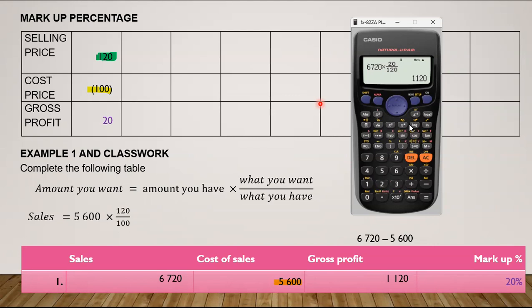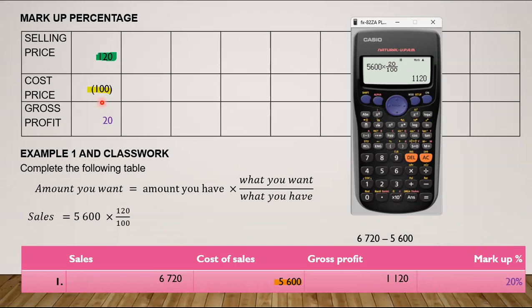What if I wanted to calculate gross profit using cost of sales? I was going to take the cost of sales value of 5,600, which is the amount I have, and then I was going to multiply it by my gross profit percentage for this specific example, which is 20. And I was going to divide it by my cost of sales percentage, which is this 100 over there. And equal sign, it still gives me that 1,120.